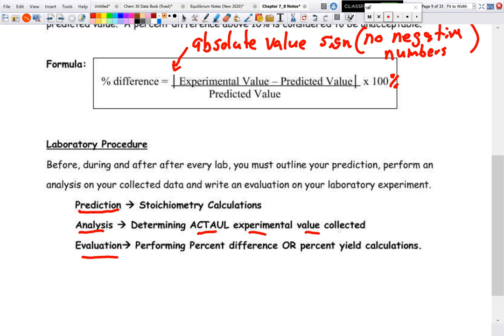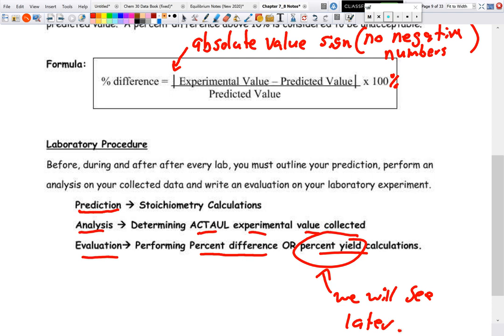And then finally, evaluation is performing our percent difference calculation or percent yield. This one right here, we will see later. They'll come up later in the unit. So basically right now our evaluation is performing our percent difference calculation.